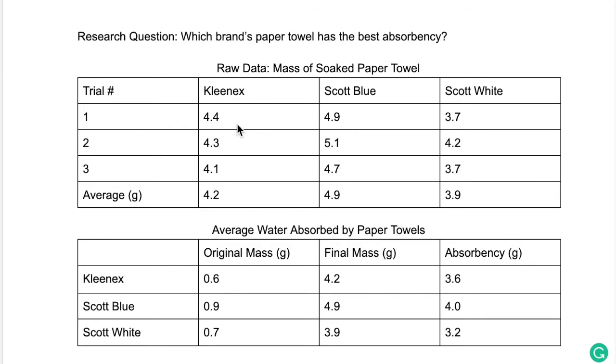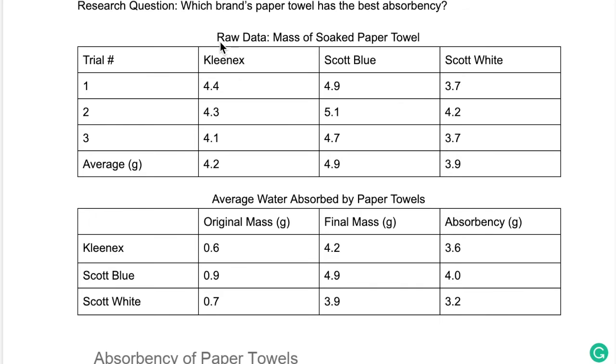Above you can see the mass of the soaked paper towel, and I named the table raw data because it simply means that you put all of the data that you collected. On the left there are trials 1, 2, 3. This is because you don't do an experiment once, you repeat it multiple times so that you can see if there were any errors or mistakes, and you can best find data that is most representative of what actually happened.